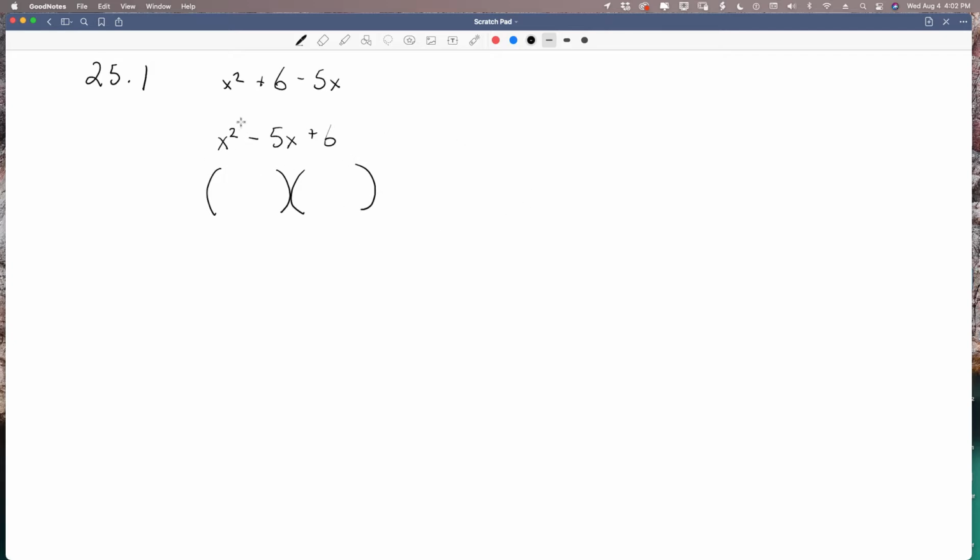And then we're going to think about this first term. What times what gives us x squared? X times x. Right? Now we have to think about the factors of 6 that when multiplied together would give us a negative 5. In order to get a positive 6, our only options are we could do positive 6 times positive 1, negative 6 times negative 1, negative 2 times negative 3, or positive 2 times positive 3.